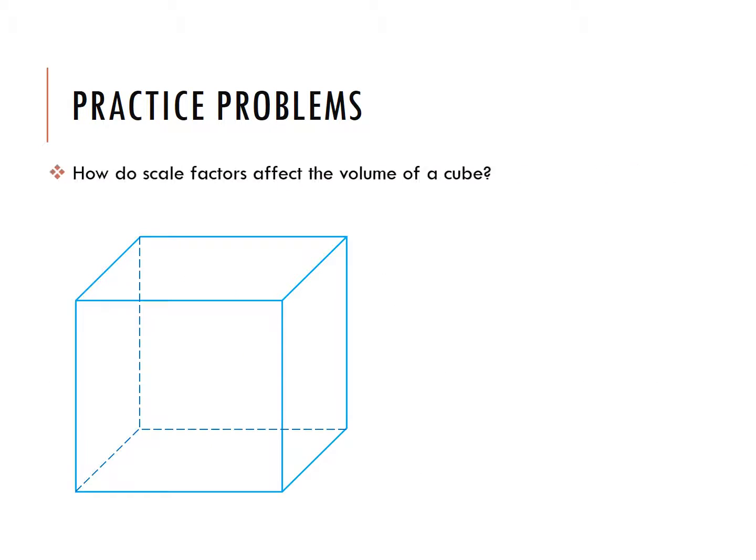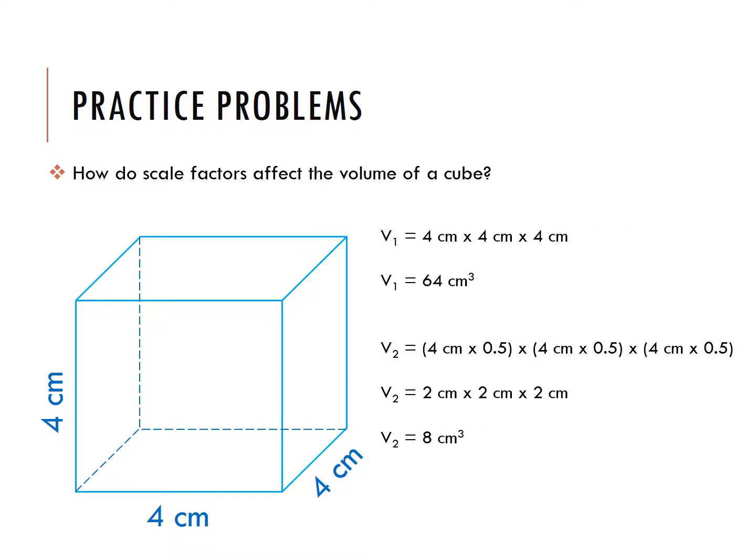Here we use the example of a cube. This practice problem adds a third dimension to our shapes to involve the concept of volume. The dimensions of the cube are 4 centimeters on all sides. We found the volume of 64 centimeters cubed, and when we used the scale factor of 0.5, the volume decreased to 8 centimeters cubed.